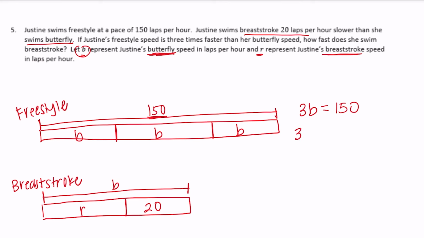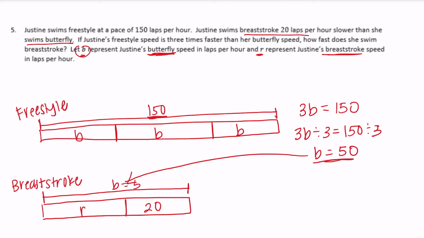So 3 times B, we need to divide by 3 to get the B alone. And if we divide by 3 on the left, we need to divide by 3 on the right. So B is equal to 150 divided by 3. 15 divided by 3 is 5, so 150 divided by 3 would be 50. So B is equal to 50, which is important because now we can plug it in.